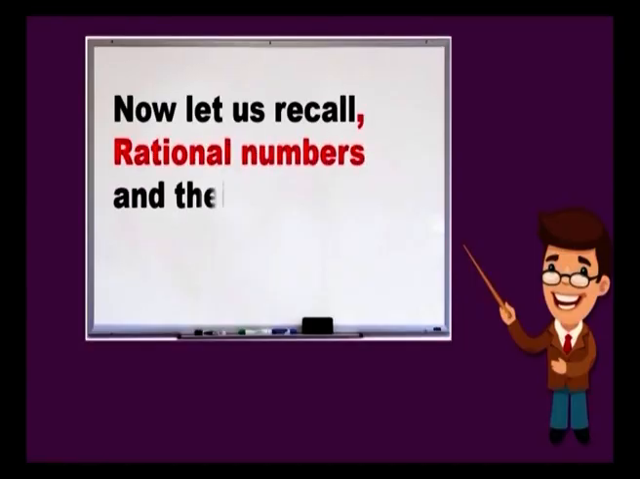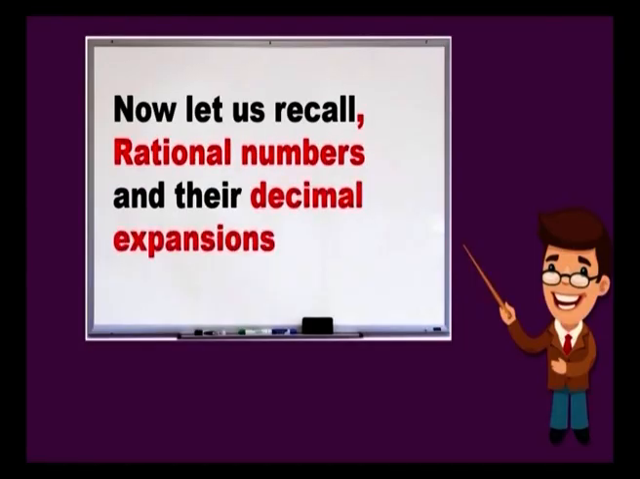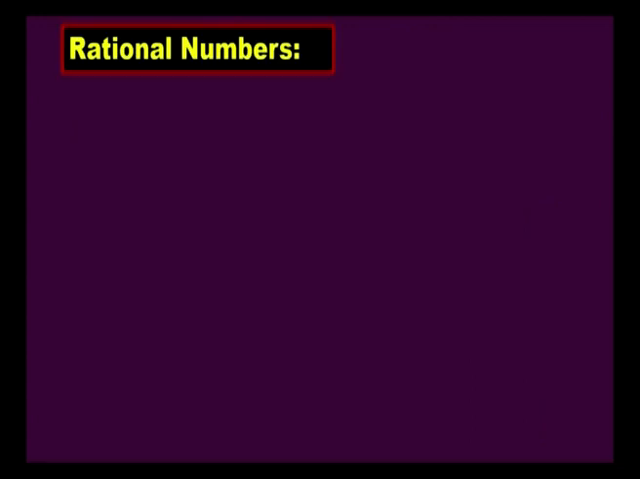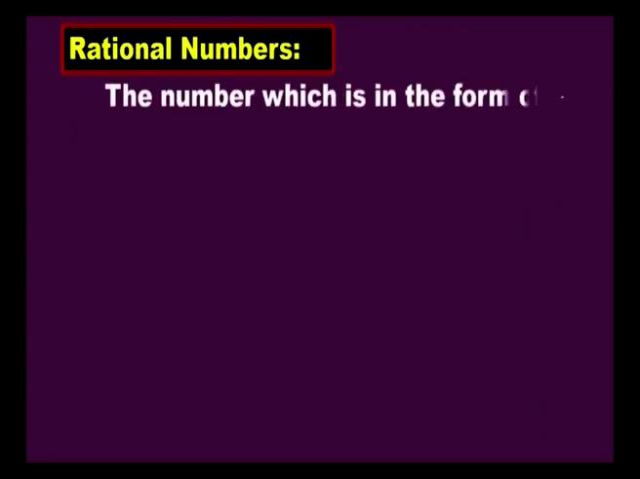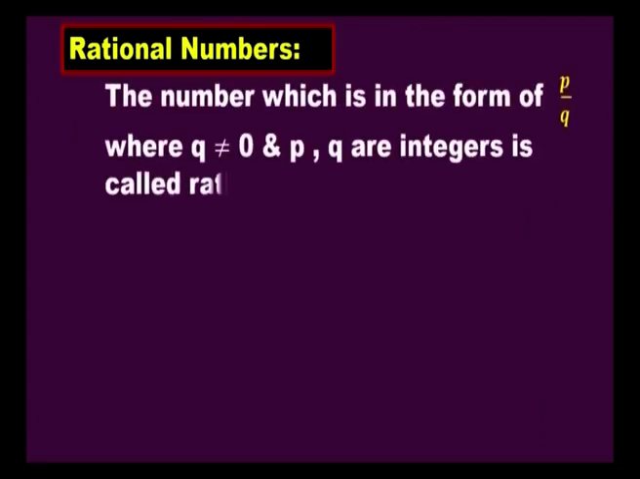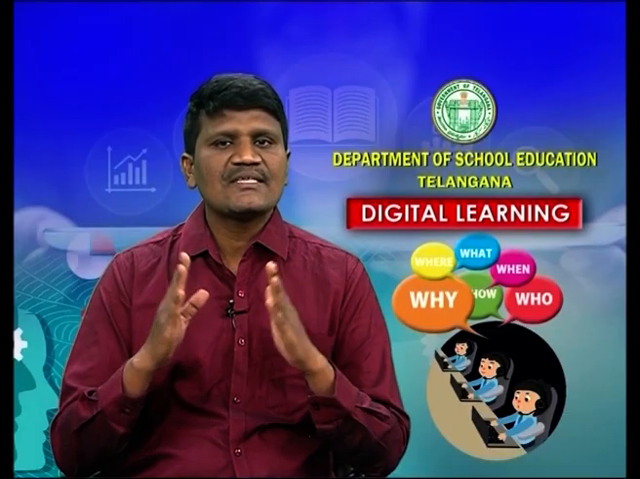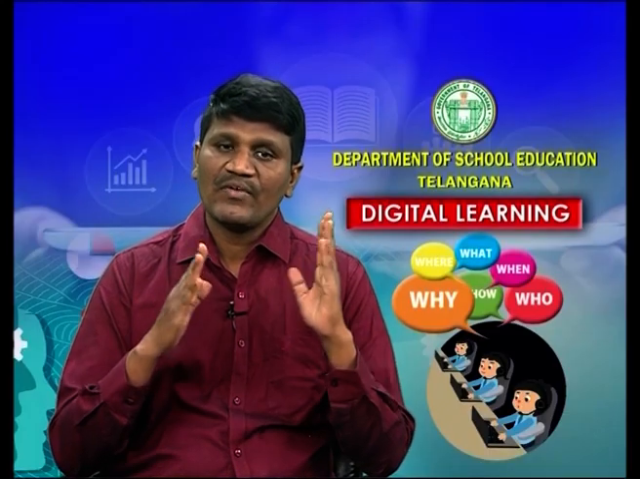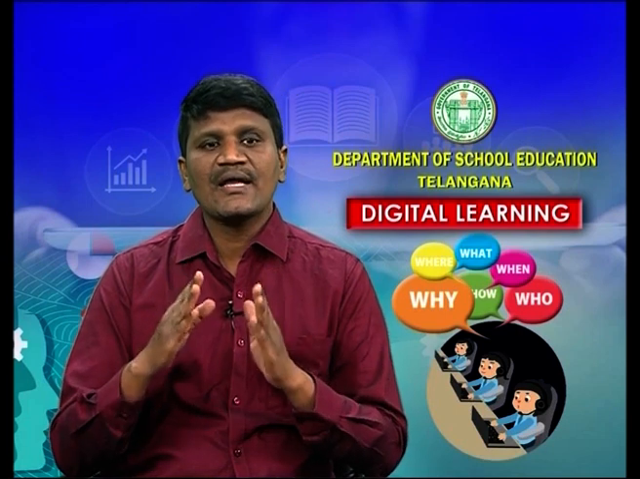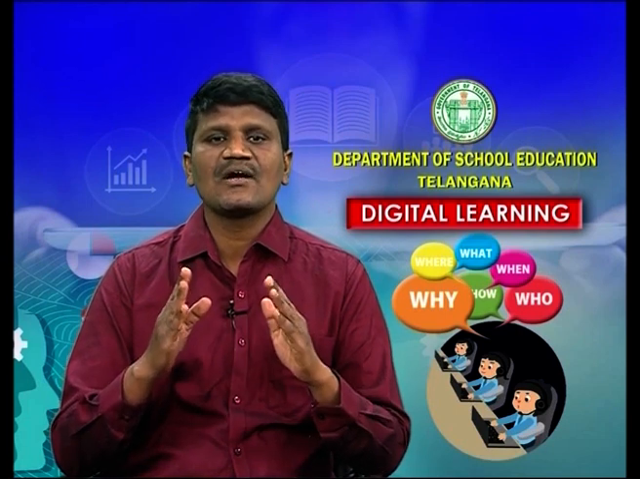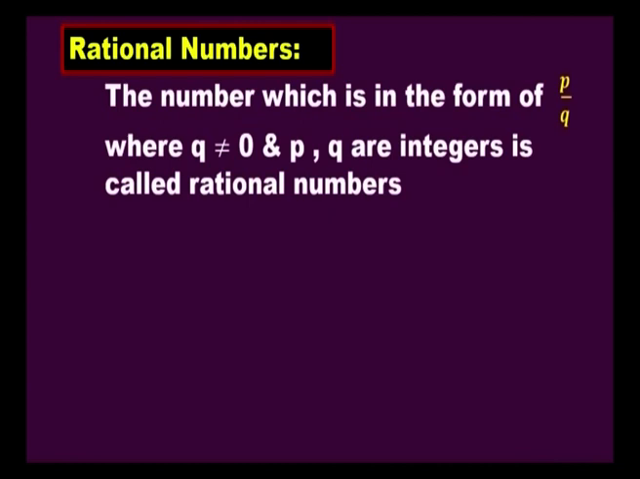Now let us recall rational numbers and their decimal expansion, which we have learned in the previous classes. So what is a rational number? The number which is in the form of p by q, where q not 0 and p comma q are integers, is called a rational number.